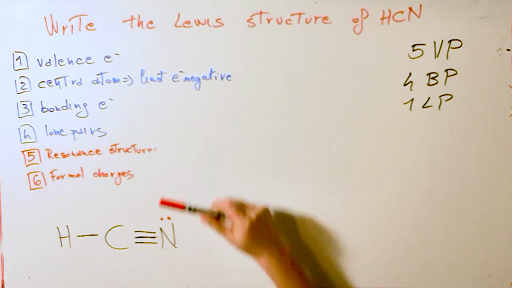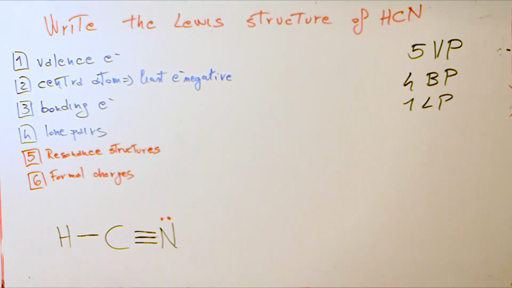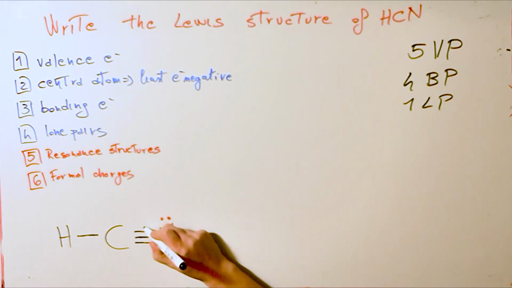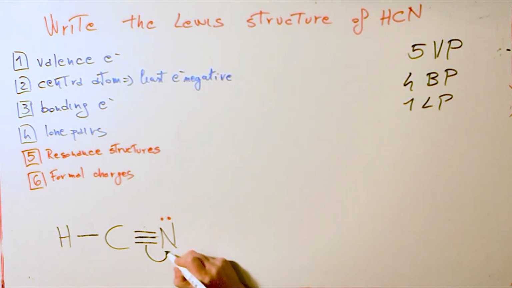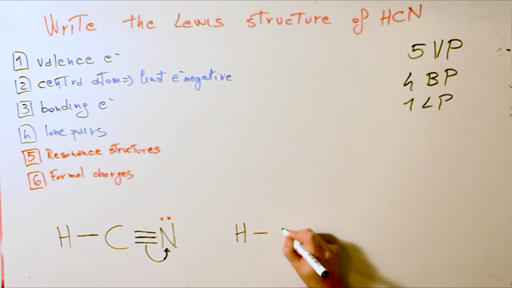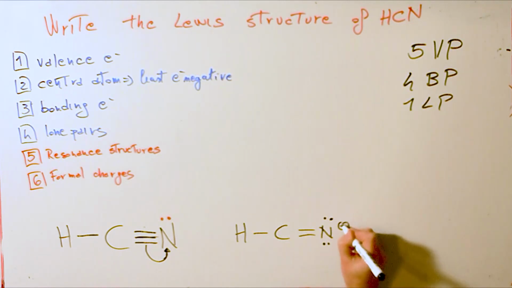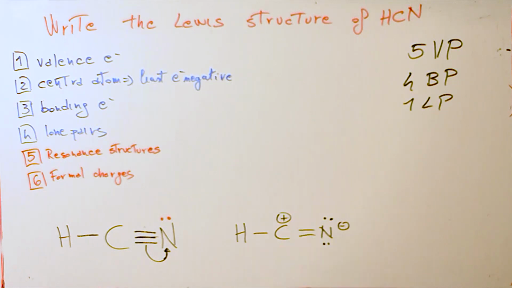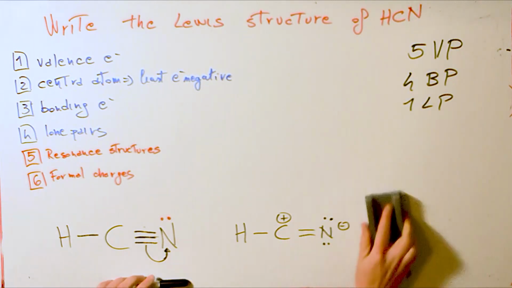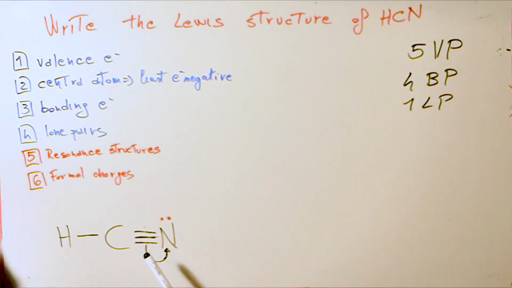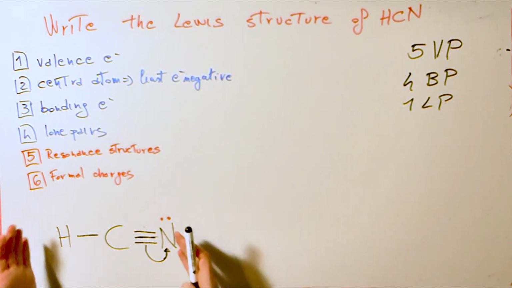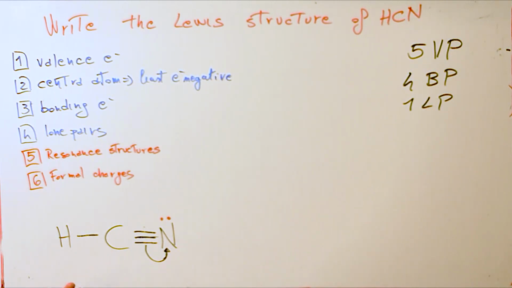Are there resonance structures? Yes, it's possible that this double bond, this multiple bond, moves here, but once you do that, you will have a separation of charge, because now this will become minus and this will become plus, and this is not stable. So let's say there are no resonance structures. Formal charges, do we need to calculate these formal charges? Of course not, because we have only one structure here. We don't have doubts. So this exercise is finished.